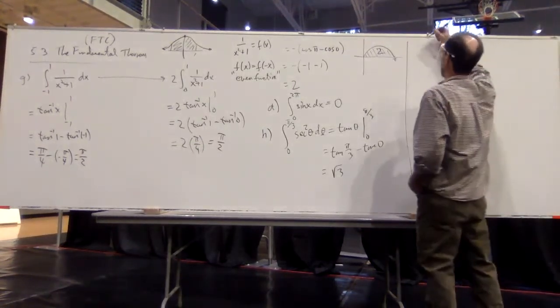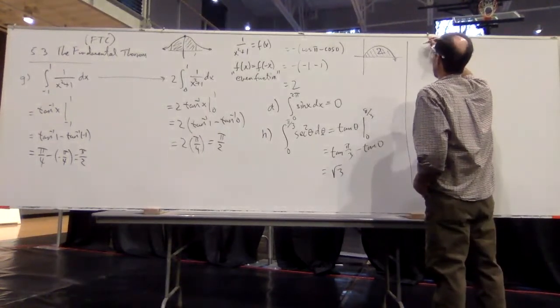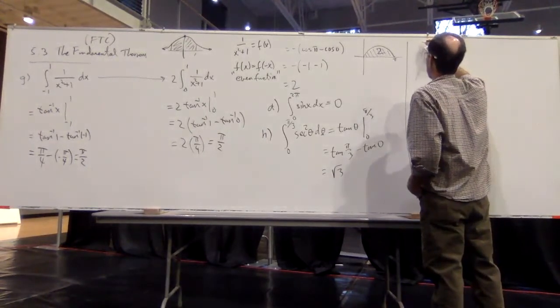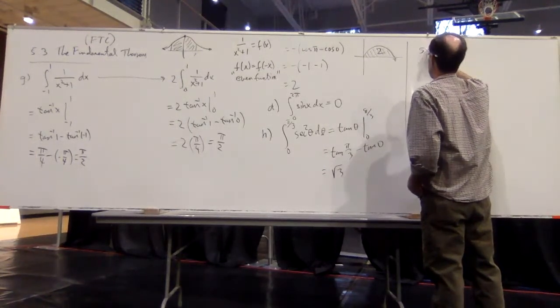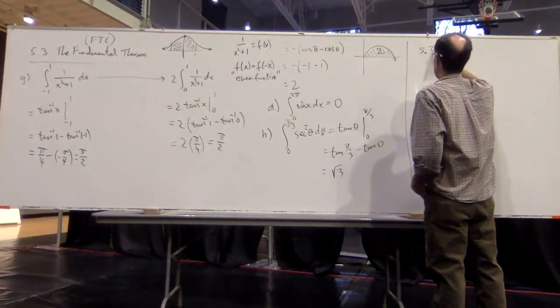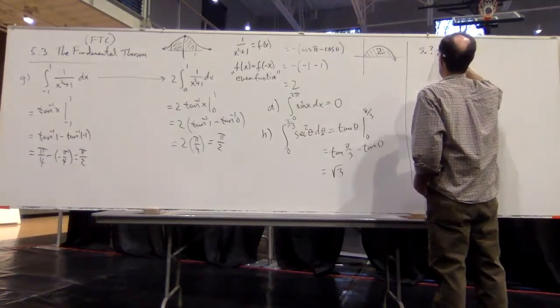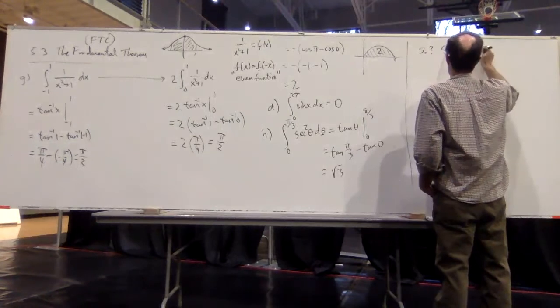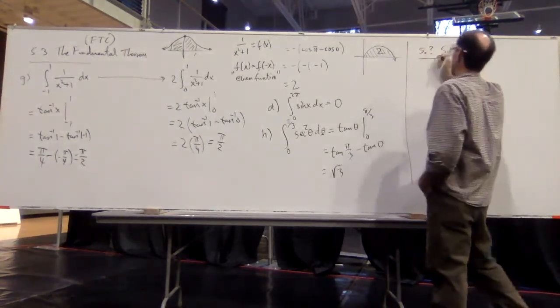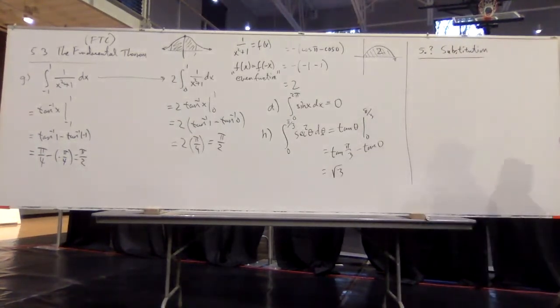All right, so I don't know the section number here. 5 point something. We're going to talk about expanding our ability to find antiderivatives. That's what the whole fundamental theorem hinges on: being able to get our hands on an antiderivative.